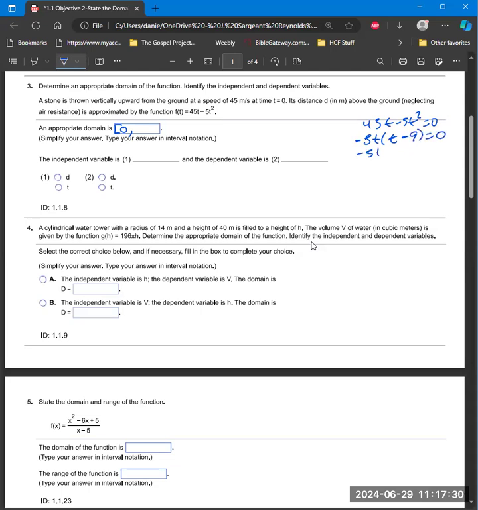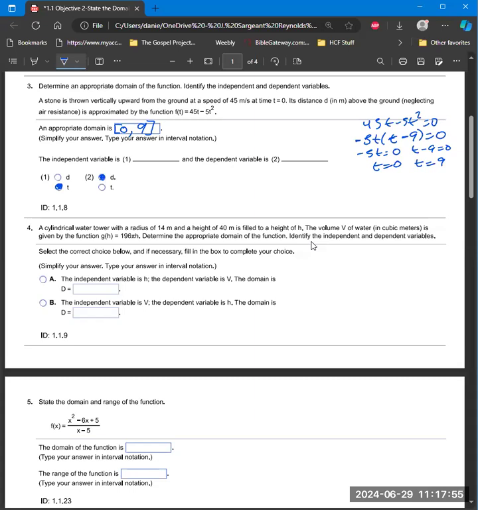We already talked about this part. t equals 0 is one of the zeros. t equals 9 is the other zero. And we can go all the way out to there until it hits the ground. The independent variable here is going to be t. The dependent variable here is going to be d.